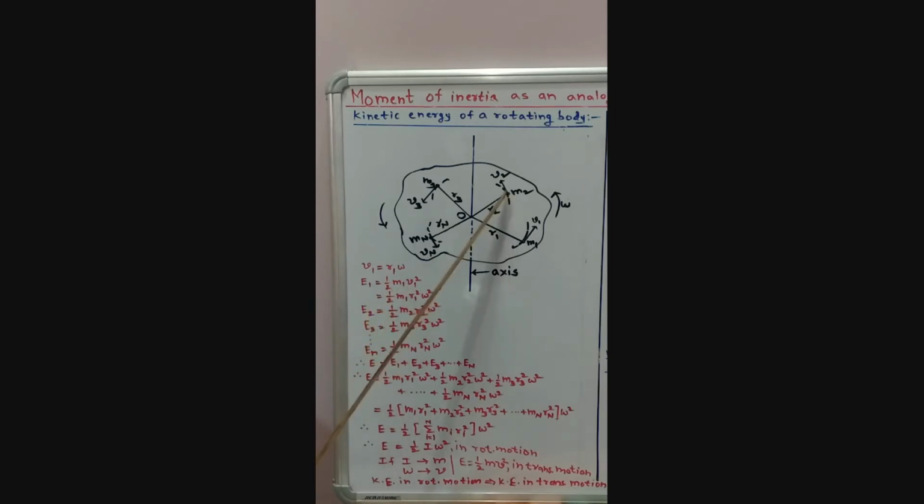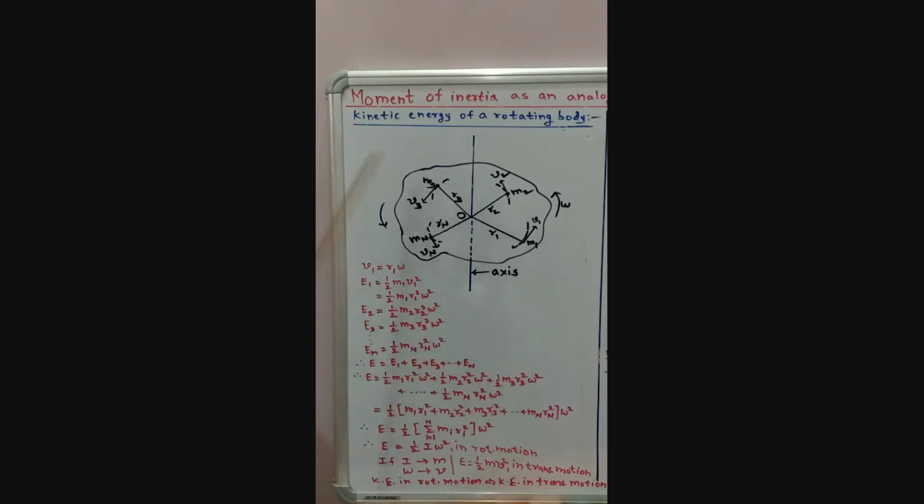Another particle of mass m2 situated at distance r2 from the axis of rotation has kinetic energy E2 is equal to 1/2 m2 r2 square omega square. Similarly, kinetic energy of third particle of mass m3 is given by E3 is equal to 1/2 m3 r3 square omega square. In this way, kinetic energy of the nth particle En is equal to 1/2 mn rn square omega square.